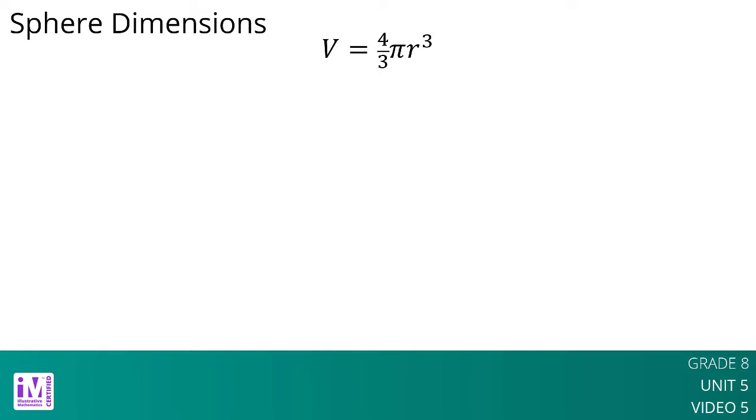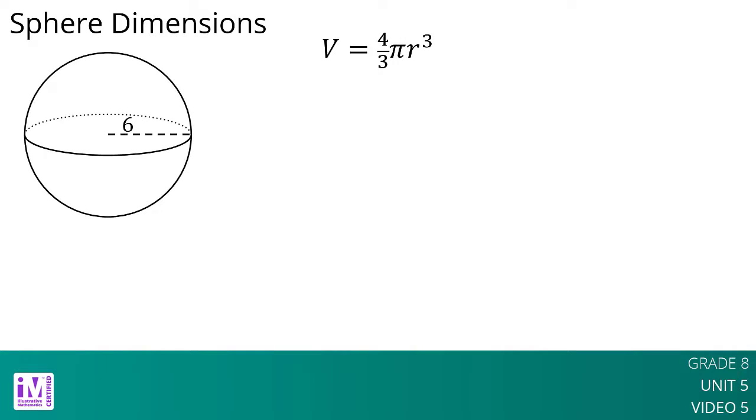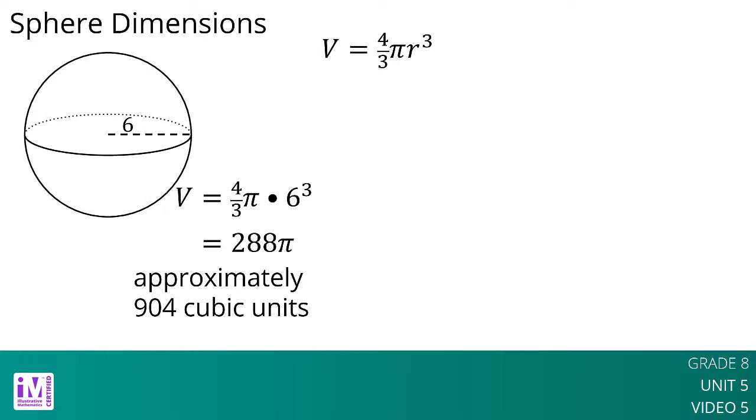We can use the formula V equals 4/3 pi r cubed to find the volume of a sphere with a known radius. For example, if the radius of a sphere is 6 units, then the volume would be 4/3 times pi times 6 cubed equals 288 pi, or approximately 904 cubic units.